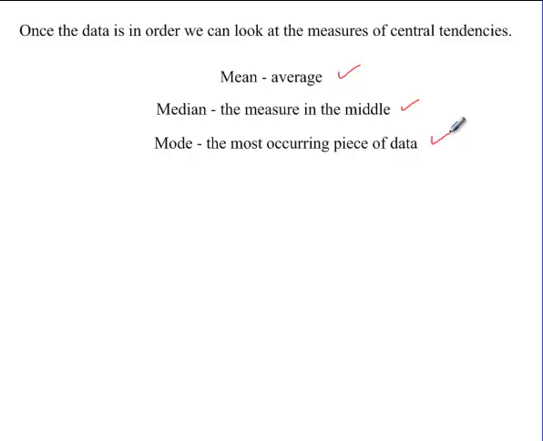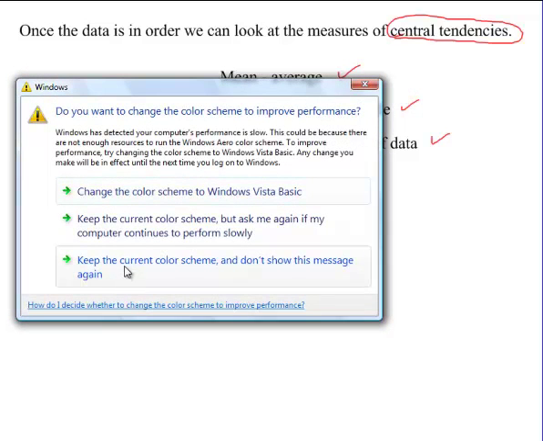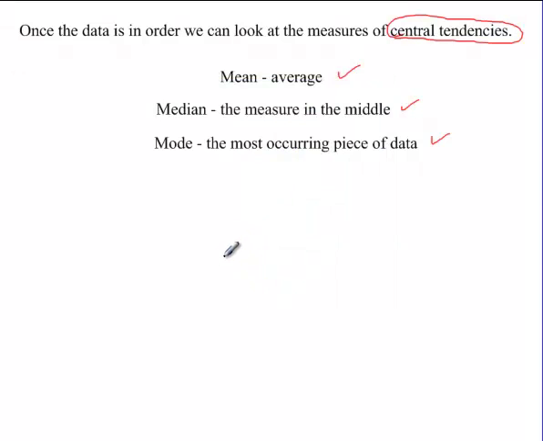I'm not going to take too much time to go over these. What I am going to introduce is a new word, central tendencies. Mean, median, and mode find the center based on different definitions. Mean being the average, which you're most familiar with because that's how we do your grades. Median is the measure in the middle, and we remember that we have to put our data in order to find the middle. And mode is the piece of data that occurs the most.